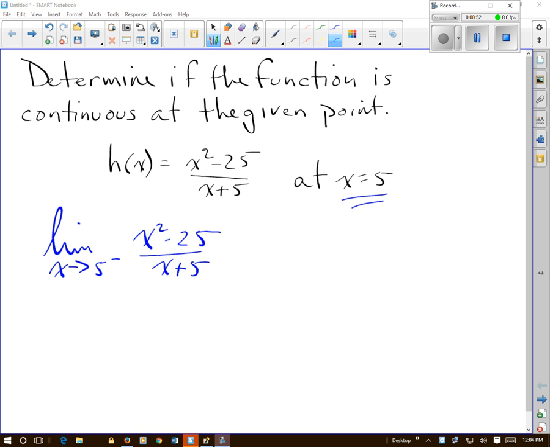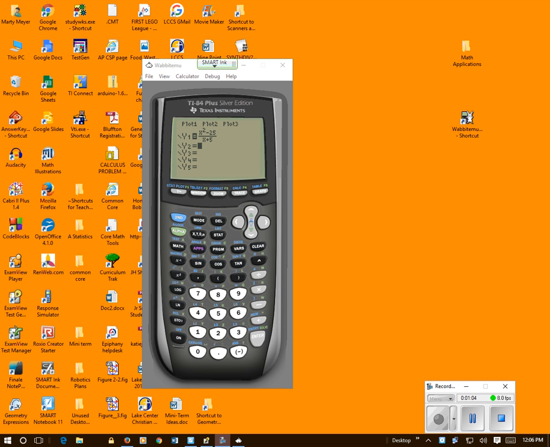To look at this limit, we're going to look at it numerically. So we're going to go to our graphing calculator and put this into our graphing calculator and make a table from it. Here I have entered the equation that we want to work with into the y equals on my calculator. Then I want to go to table set and set the independent on ask and leave the dependent on auto. And then go to table.